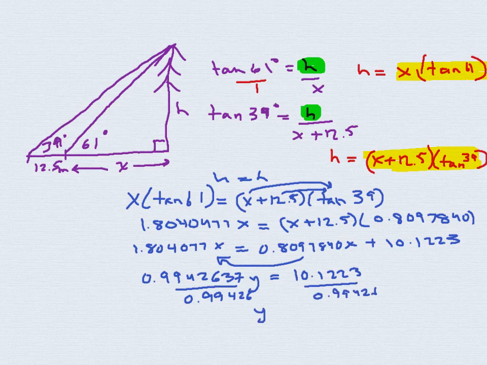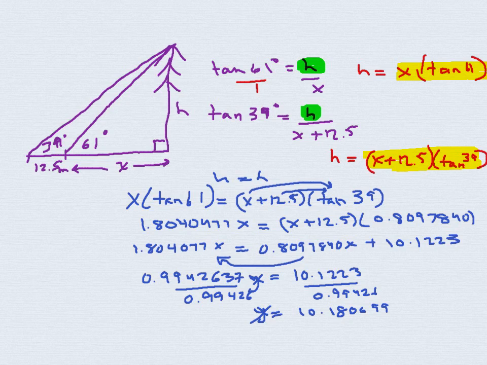So y is going to equal, where the hell did y come from? That should be an x. It's an unknown variable, but I should have kept it consistent with the x. The x is going to equal 10.180699. Now x is not the answer. We're looking for the height of the tree.